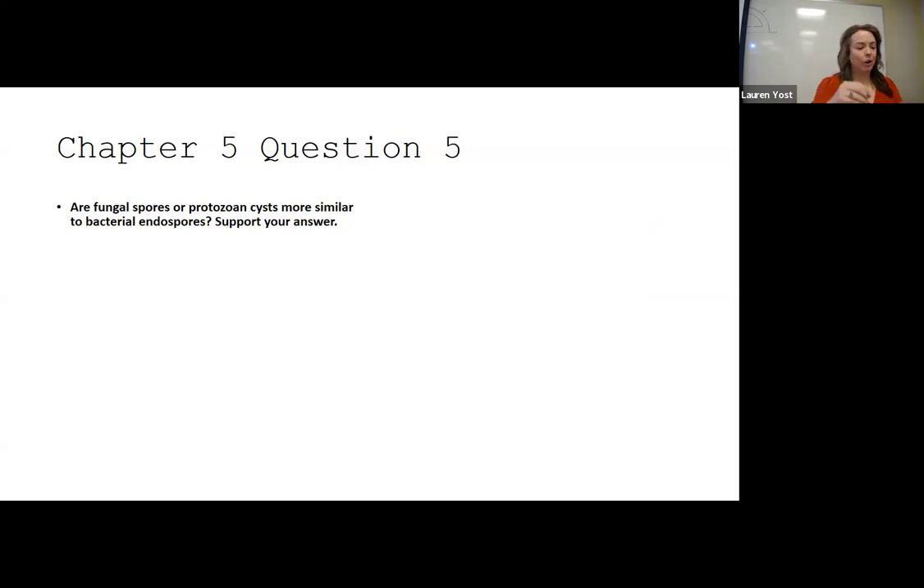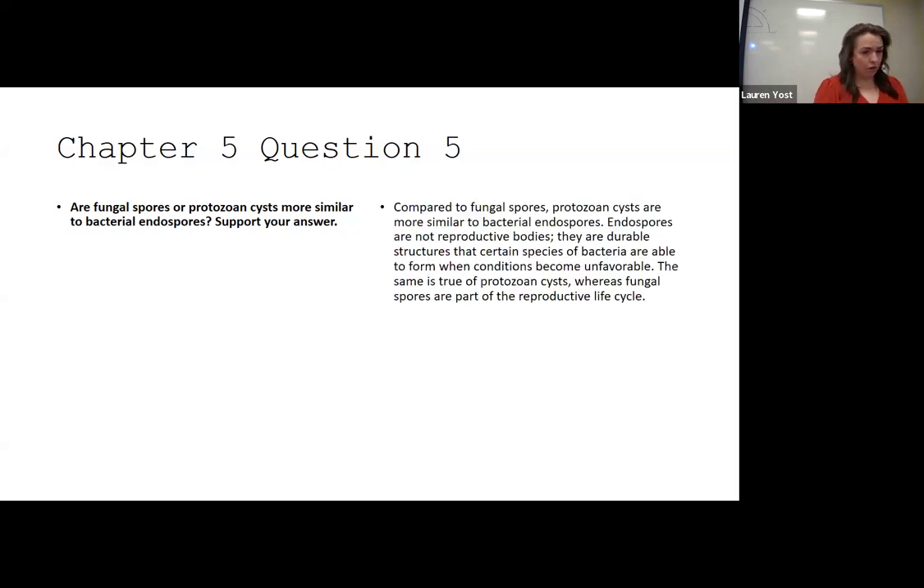Protozoan cysts, however, are hardy and they're going to be better at surviving. They're going to be dormant. They're going to be more similar to those hardy dormant structures of the bacterial endospores. So protozoan cysts and bacterial endospores are very similar in structure, even in shape. They're generally round also, and have that protective coating on them to keep them secure and safe. Whereas the fungal spores are only going to be made in times of good resources and health, and they're ready, they're happy, they're good to go. So it's kind of the opposite situation.